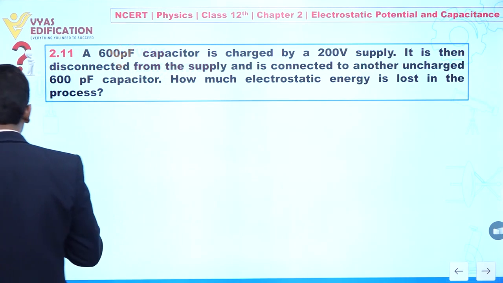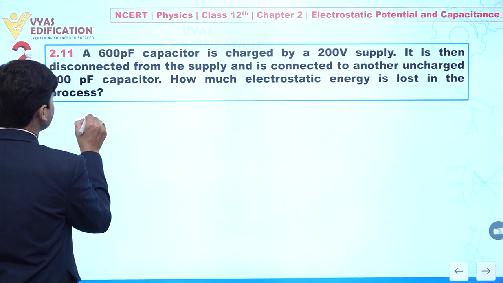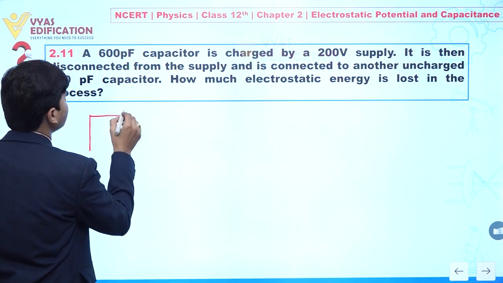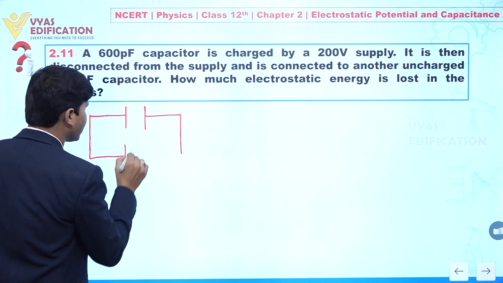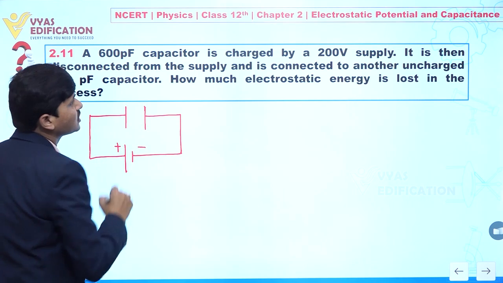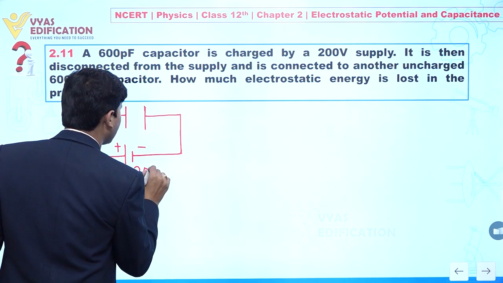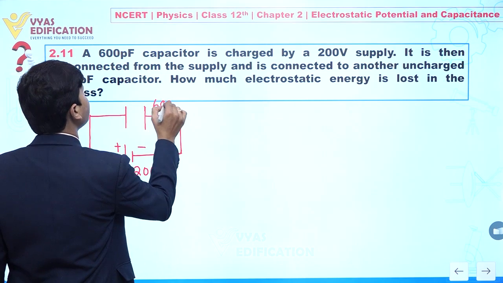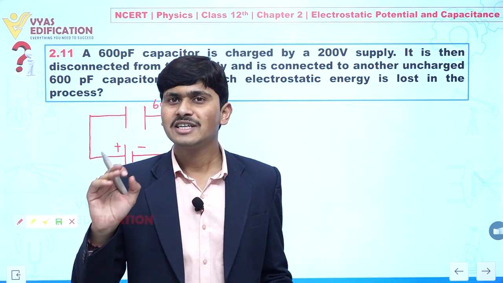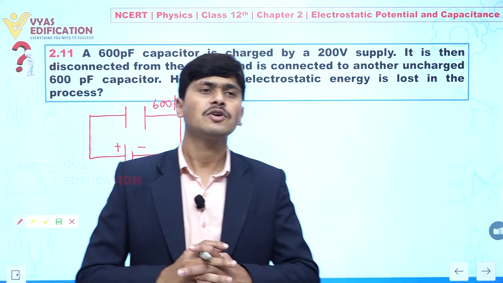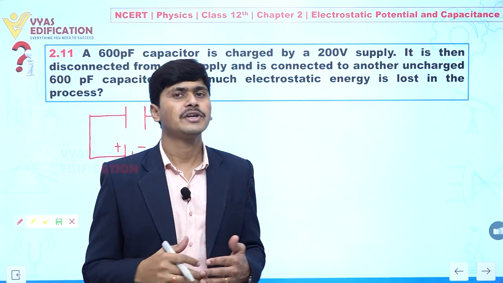Clear? So whenever you find such a question, first draw a circuit diagram like this. A capacitor is connected with a battery, and this battery has a potential difference. This is 200 volt and this is 600 picofarad. Clear?